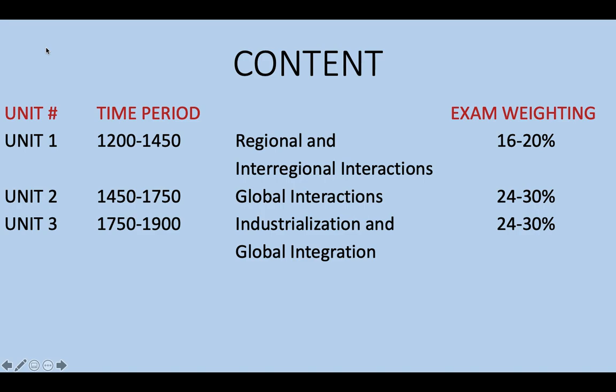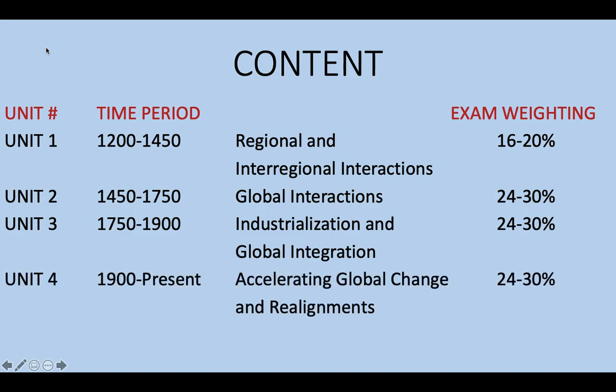Then you have 1750 to 1900, things like the American and French Revolutions, the Industrial Revolution, things like that. This is called industrialization and global integration. This is also 24 to 30% of your test. And then finally, you have 1900 to present, probably going to be your favorite unit because we get all the way to the present day. It's called accelerating global change and realignments, and this will also be 24 to 30% of the questions on your test.